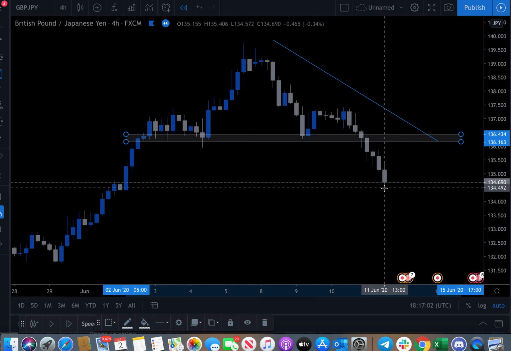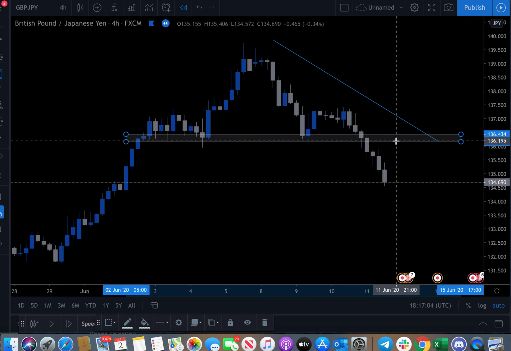So now that we've seen an impulse to the downside, I want to see some sort of correction and exhaustion on the 4-hour time frame and then scale down to my lower time frames in order to look for an entry intraday.